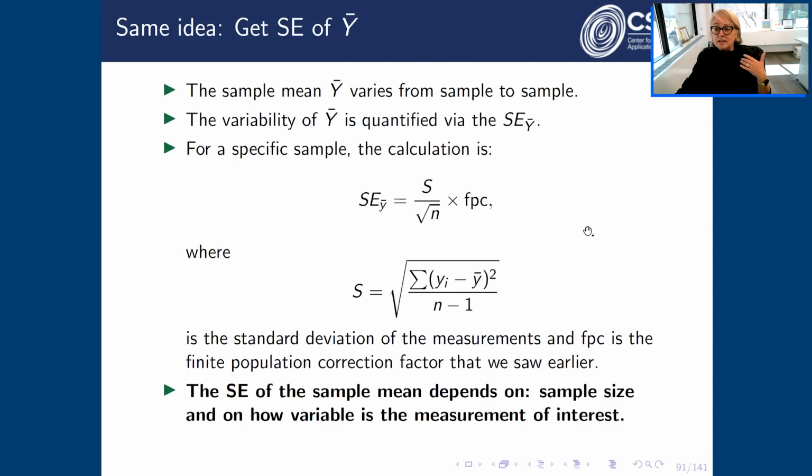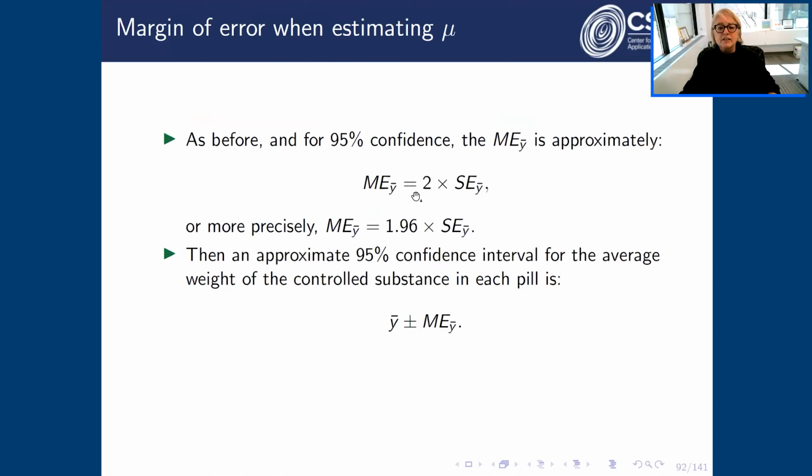I just need to keep it in mind when I decide on the sample size, because the more variable the attribute in the population, the larger my sample size is going to have to be if I want to have a small margin of error. So again, the margin of error is approximately simply computed. The margin of error for the sample mean is just 2 times the standard error of the mean. And so for a 95%, and I'm using the 2 here, so it's approximate.